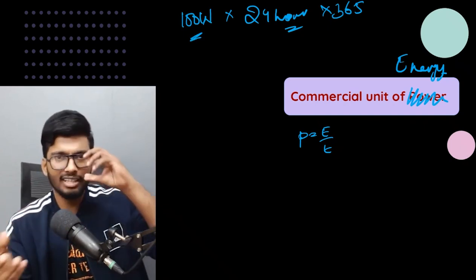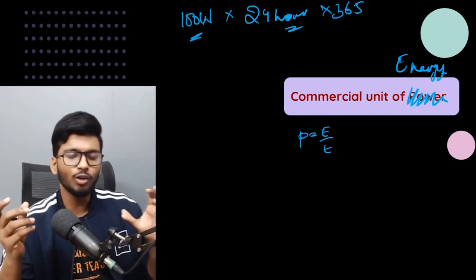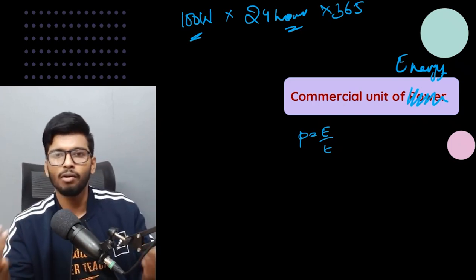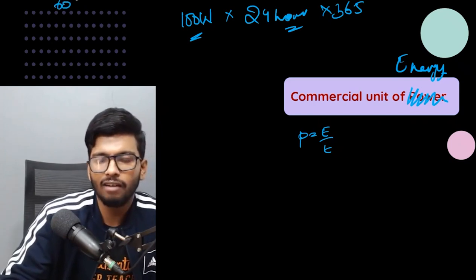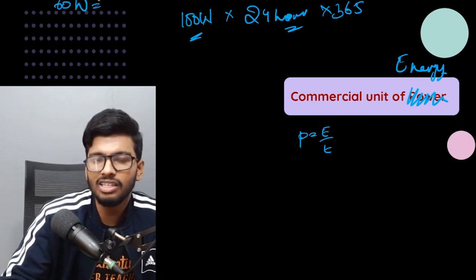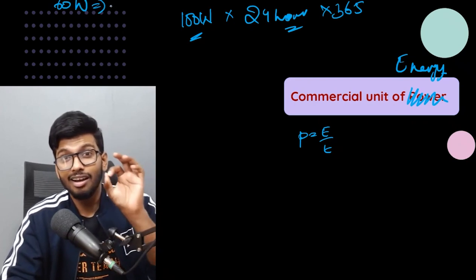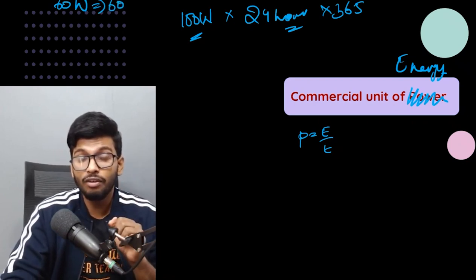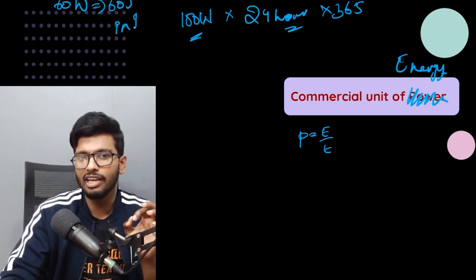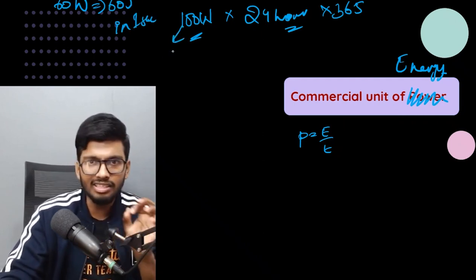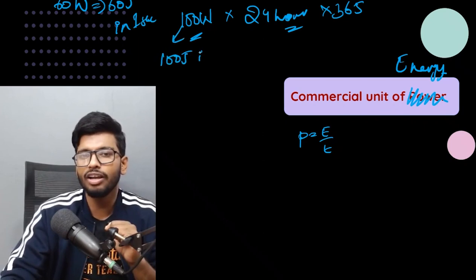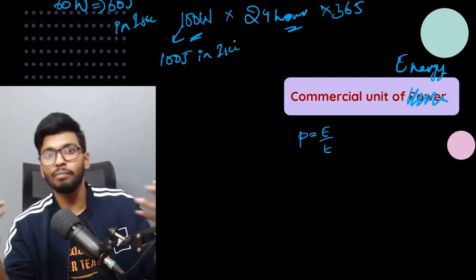See, when you go to an electrical shop, they'll ask you this question: do you want a 60 watt bulb, or 100 watt bulb, or 120 watt bulb? Now, what does that mean? If a bulb has a power rating of 60 watt, that means this bulb consumes 60 joules of energy in 1 second. If the power rating of a TV is 100 watt, that means this TV is consuming 100 joules of energy in 1 second. That is what it basically means.